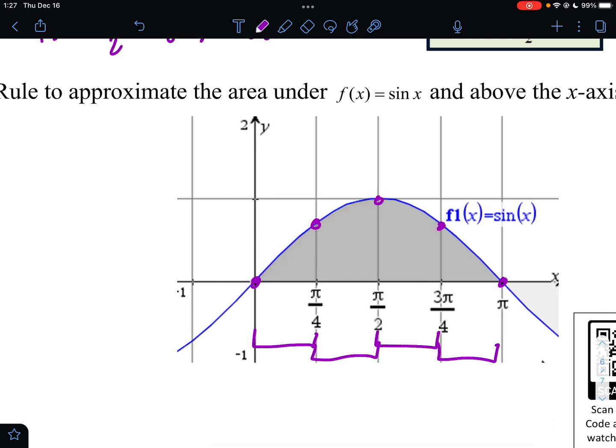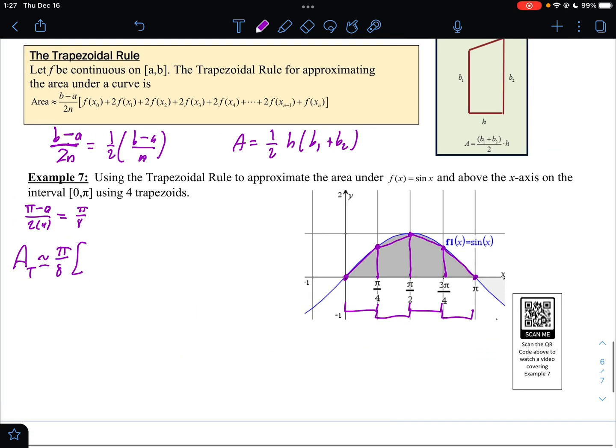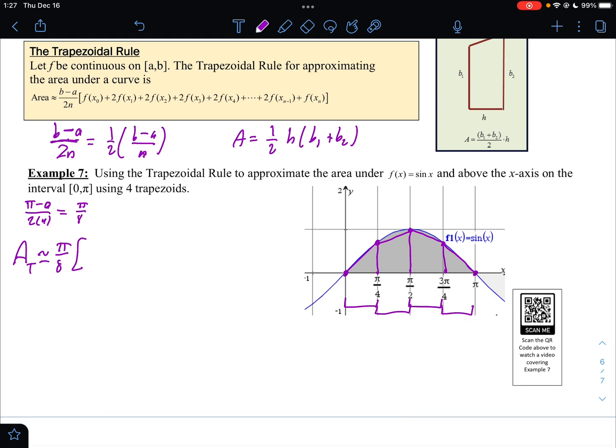All right, so really what we're doing here is we're drawing what's supposed to be 4 trapezoids, but it actually ends up being only 2 trapezoids and 2 triangles. But that's not really something that's important for us to know right now. All we need to know right now is that we're using the trapezoidal rule, and we have to apply that formula.